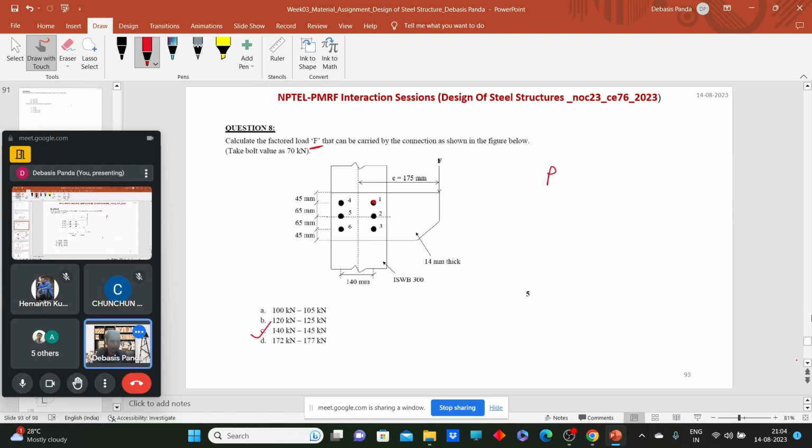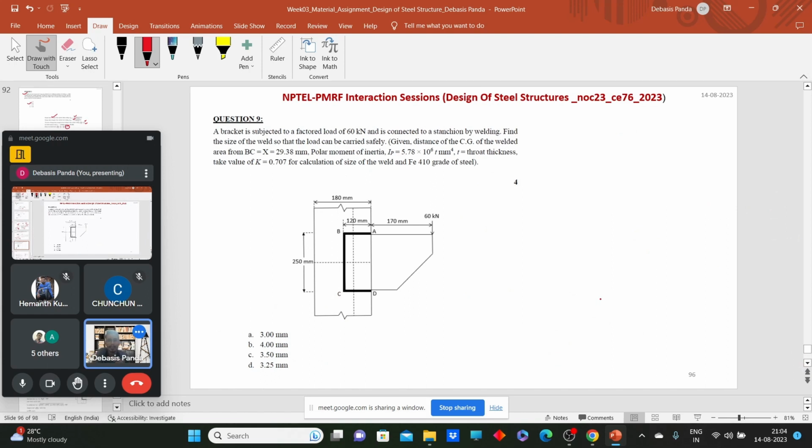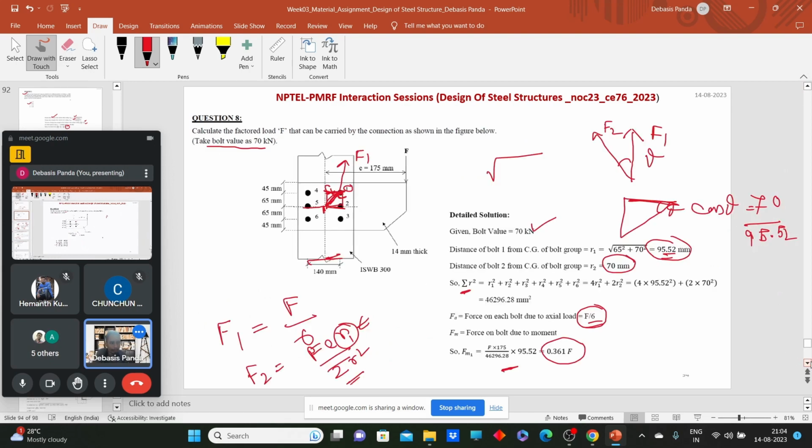Okay. Now one more question is left, that is for the welded joints. So here, look, we have the first case, option C. Yes, option C will be the correct answer.